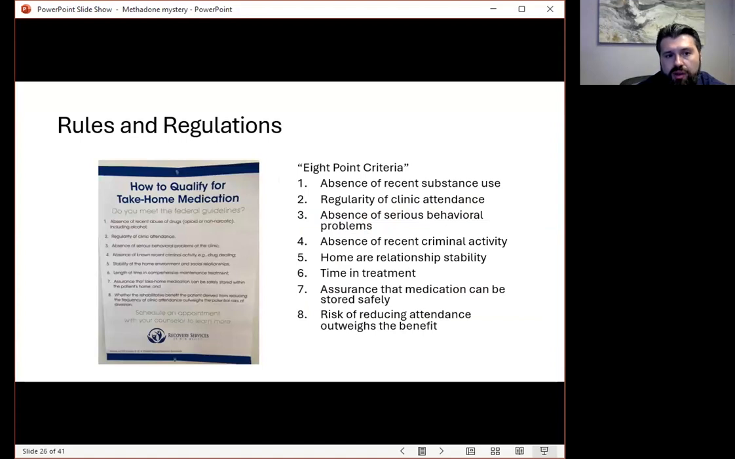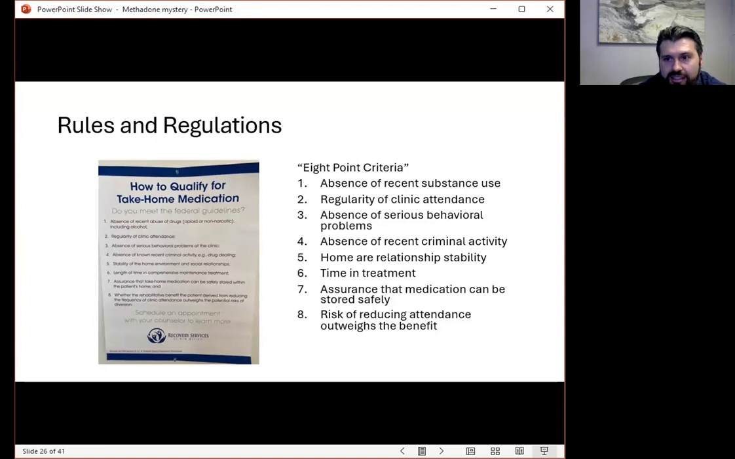These are the rules and regulations for those take homes. This is an actual flyer at the clinic that I work at now, just to show you how much somebody actually has to do. Absence of recent substance use, regulation of clinic attendance, absence of serious behavioral problems, absence of criminal activity, and stable home and relationships. They have to have a certain time in treatment that we talked about before.